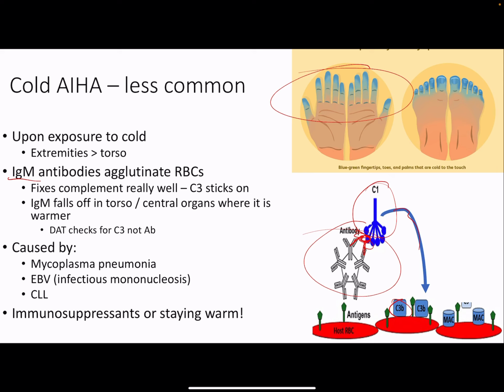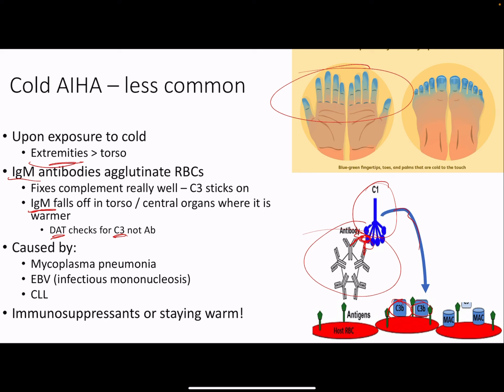So the IgM, though, does fall off in the torso. Why? Because it's colder in the extremities. That's where they bind. But once you get to the central organs, the IgM falls off. But the C3 stays on for the most part. So if we wanted to run a Coombs test, a direct antiglobulin test, we wouldn't check for the antibodies because the IgM will have fallen off at that point, but we would check to see if the C3 is there.